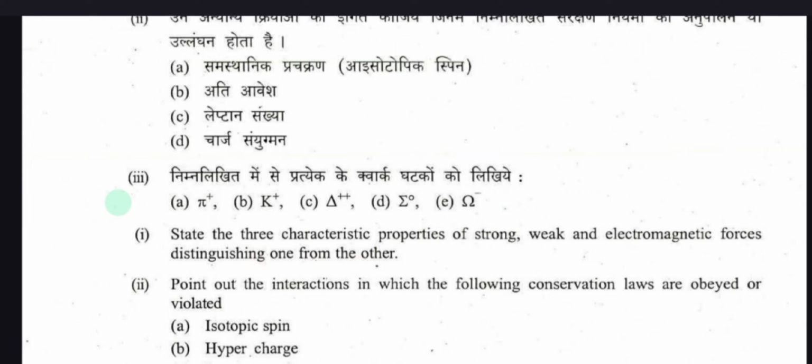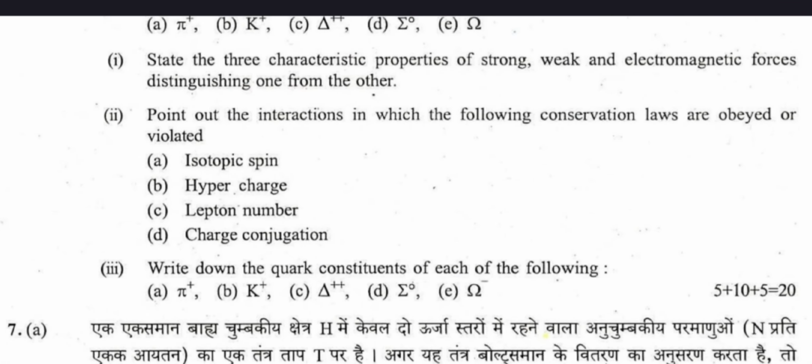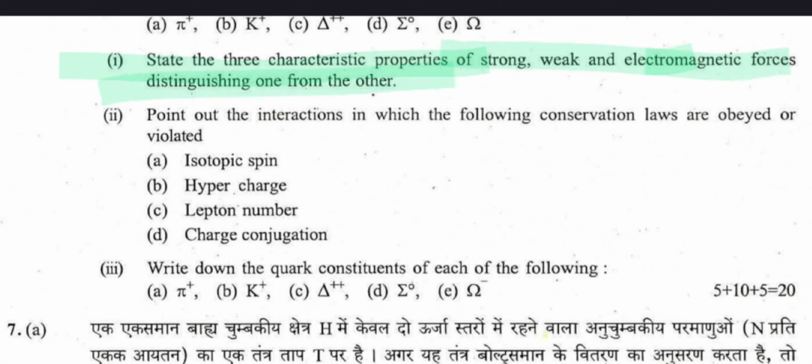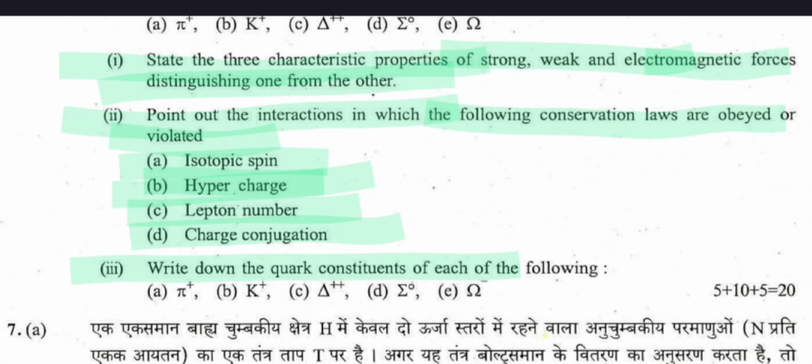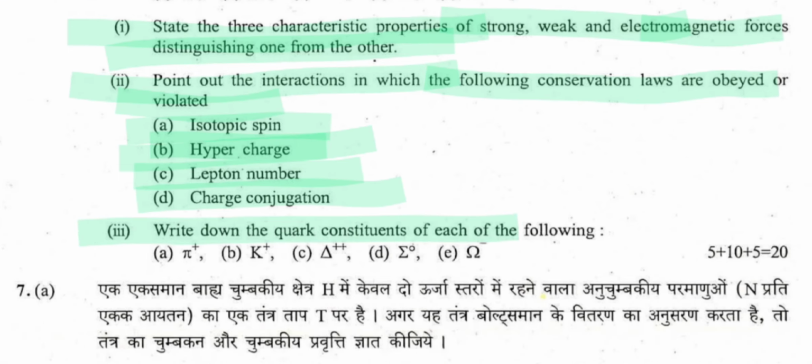And question number 6C. Here you see: state three characteristic properties of strong, weak, and electromagnetic force, distinguishing one from the other. Point out the interactions in which the following conservation laws are obeyed or violated: isospin, hypercharge, lepton number, charge conjugation. Write down the quark constituents for each of the following: pi plus, K plus, delta plus plus, and sigma zero or minus.